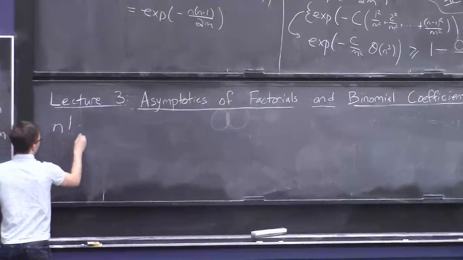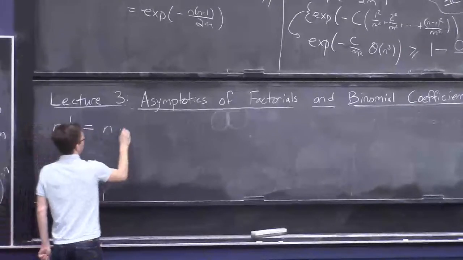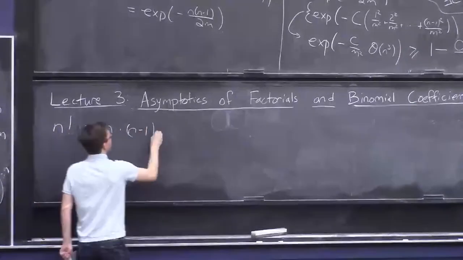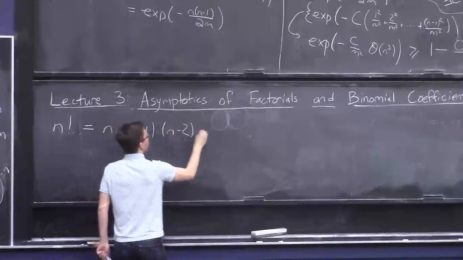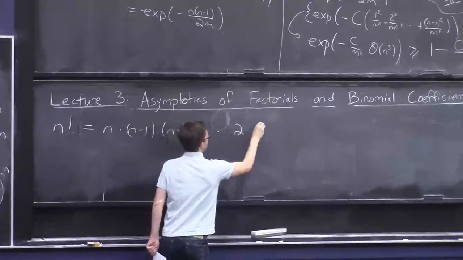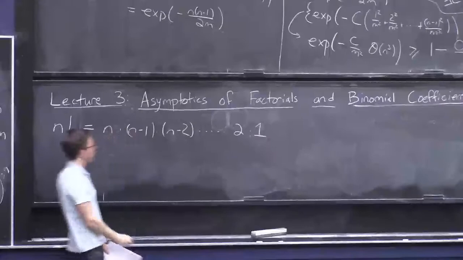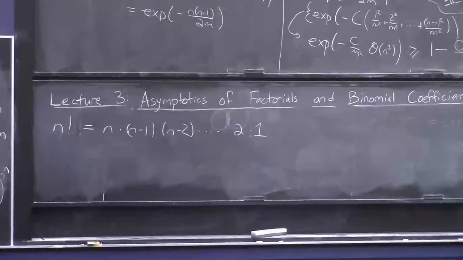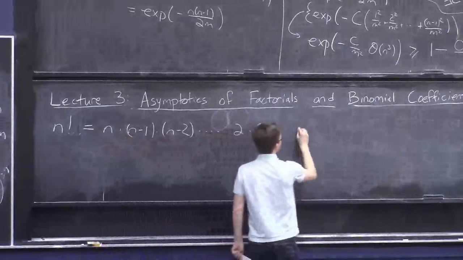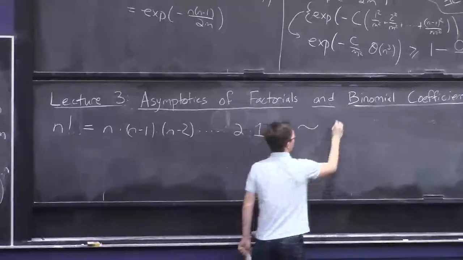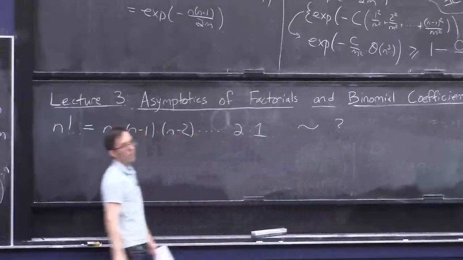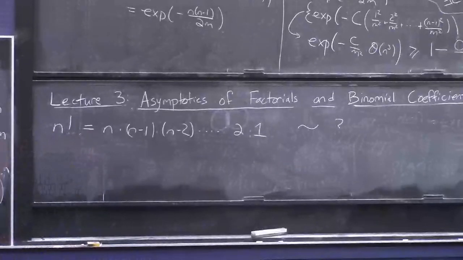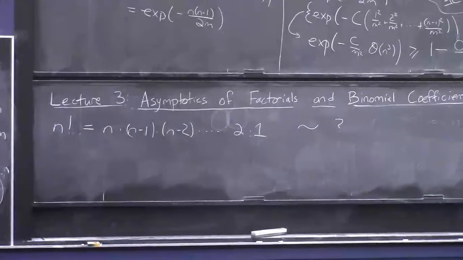So n factorial is n times n minus 1 times n minus 2, down to times 2 times 1. This comes up all the time and we would like to know the asymptotics for it. As I said, you should always start with the simplest possible thing. Our dream goal is to understand this as asymptotically equivalent to some function in standard form. We'll eventually get there with Stirling's formula, but let's start simple.